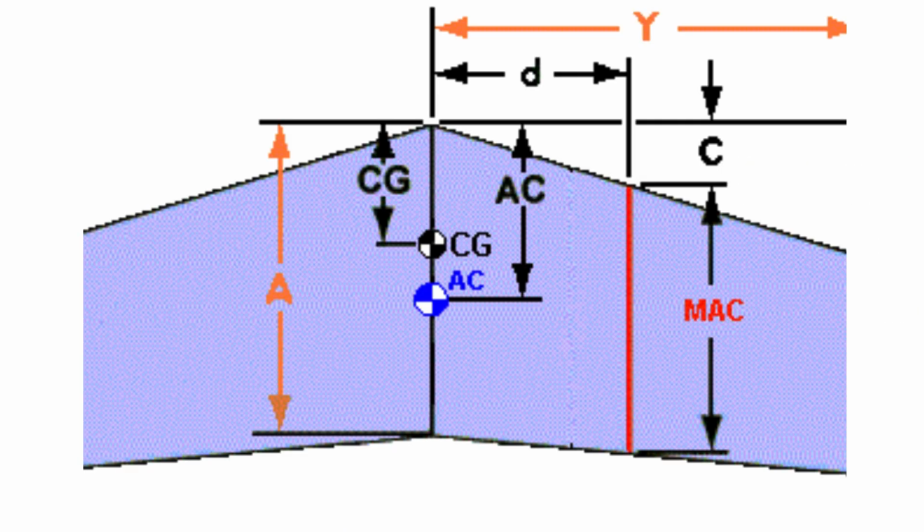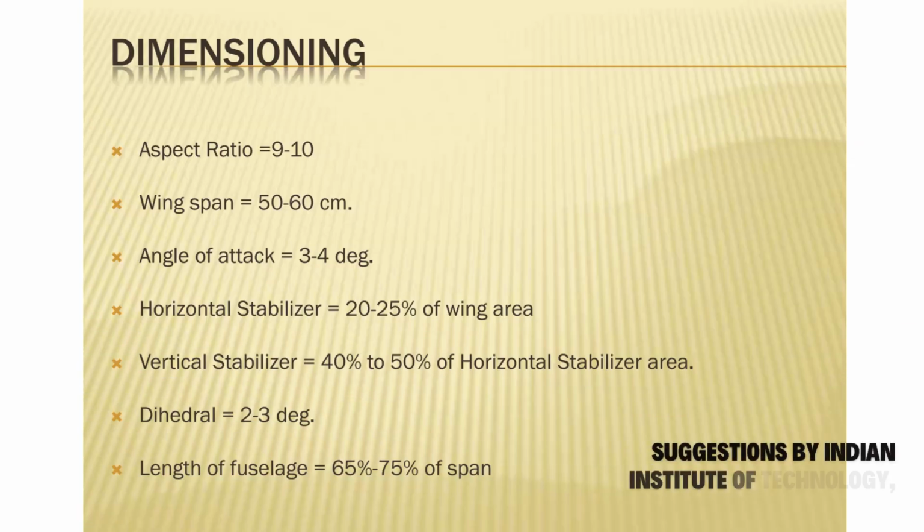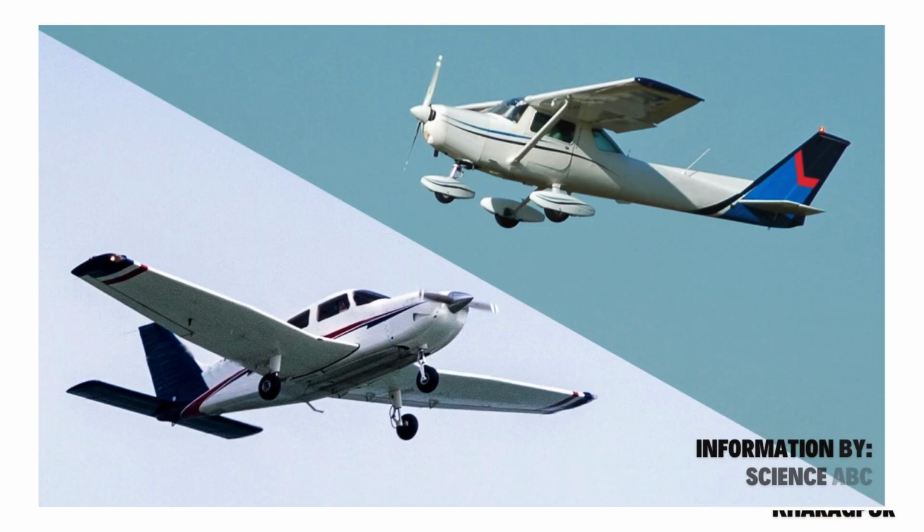I discovered that the center of gravity should be about 25% of the wing's chord length back from the leading edge. I also found out that the horizontal stabilizer should be around 20 to 25% of the wing area, while the vertical stabilizer should be around 40 to 50% of the horizontal stabilizer area. I also researched the trade-offs between high and low wing configurations. Low wings are less susceptible to drag, but high wings are more stable because the CG is located under the wing.